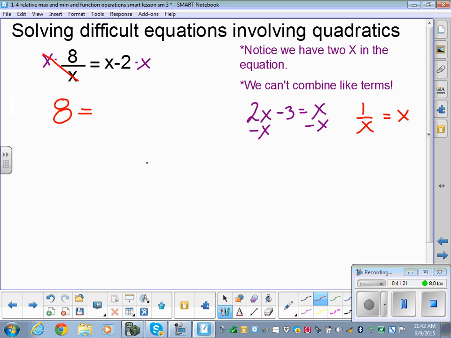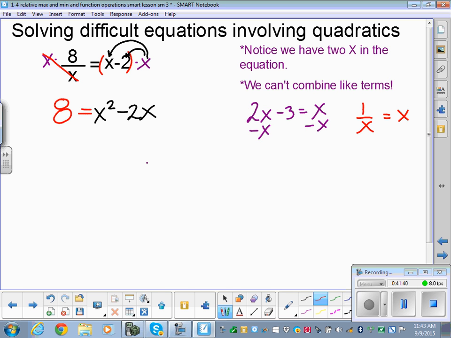That was the point of doing this. So we have 8 is equal to, now here's the other common error, x times all that stuff. I'm going to put it in parentheses so I don't miss anything. If you only multiply it through to part of it, you're incorrect. So x times x is x squared. X times negative 2 is negative 2x. And then from here, we're going to solve for x.